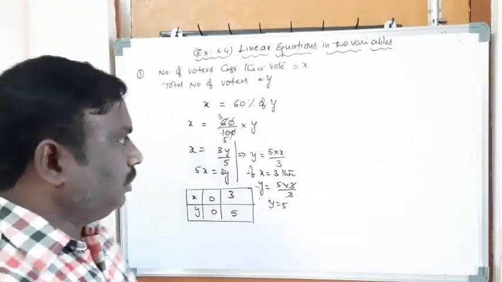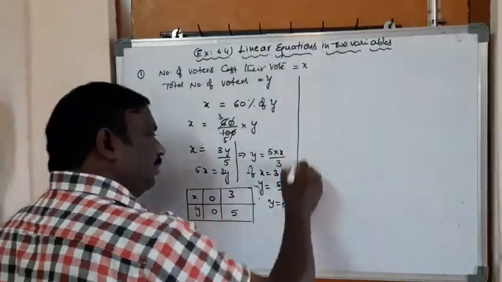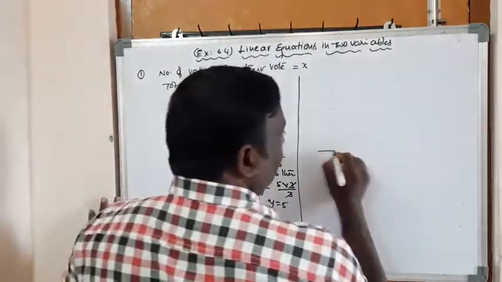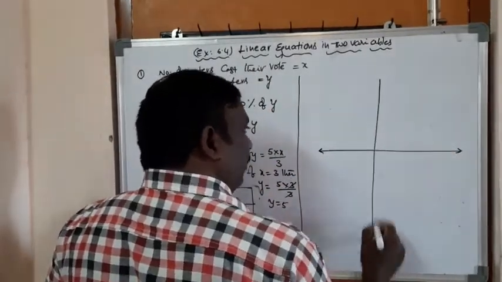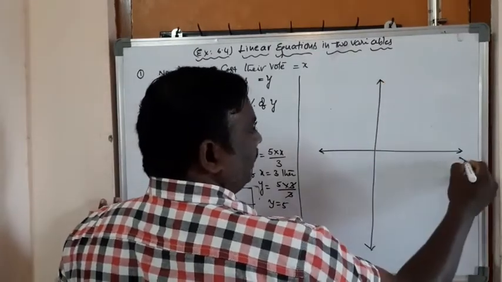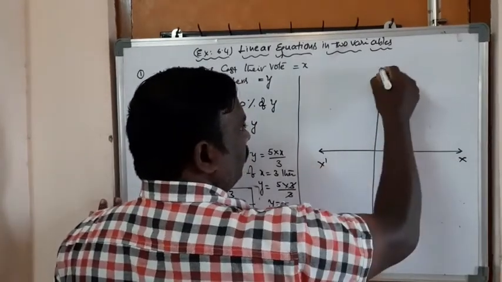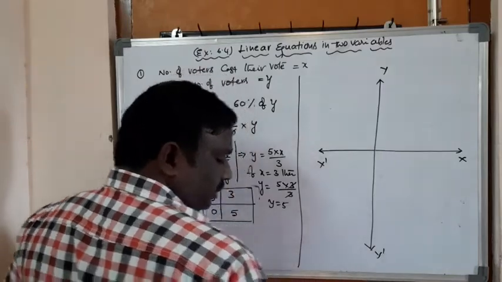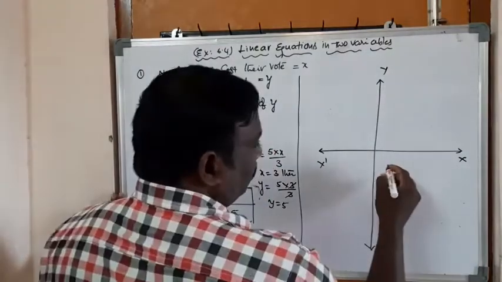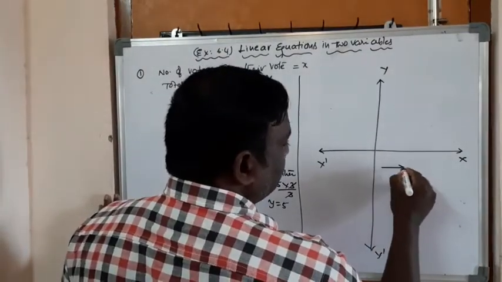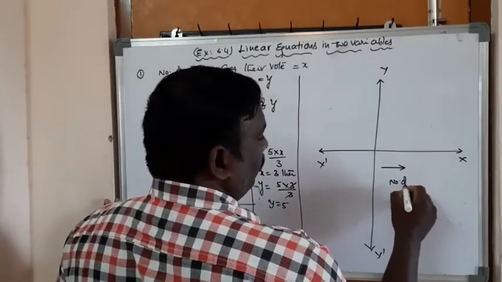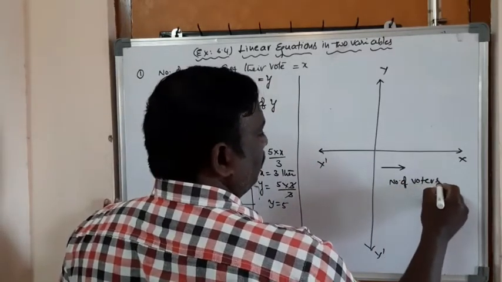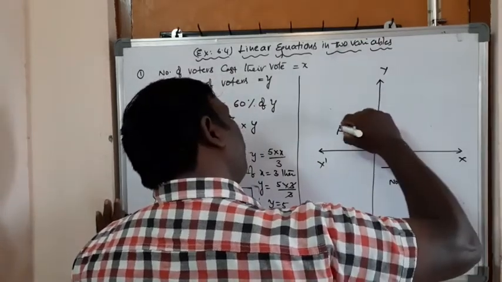Okay, so to draw the scale in hundreds, draw the x axis and y axis, x dash, y dash. So on the x axis, number of voters, and on the y axis, total number of votes.